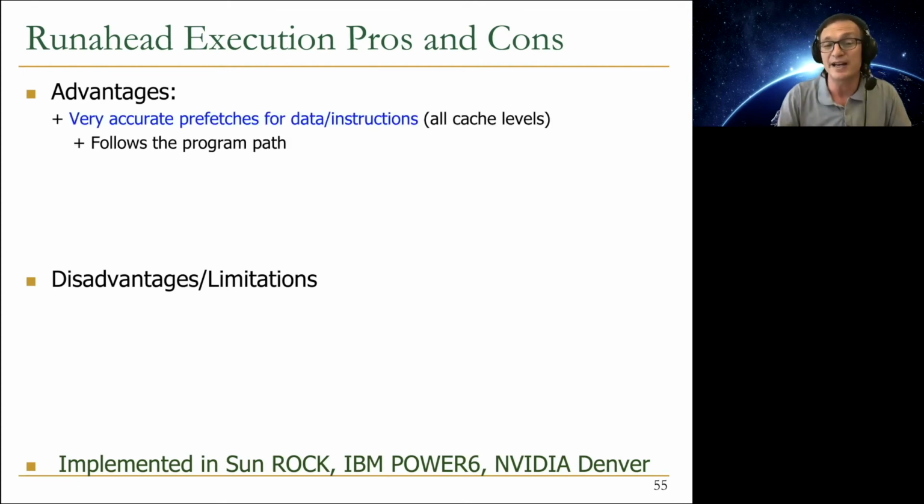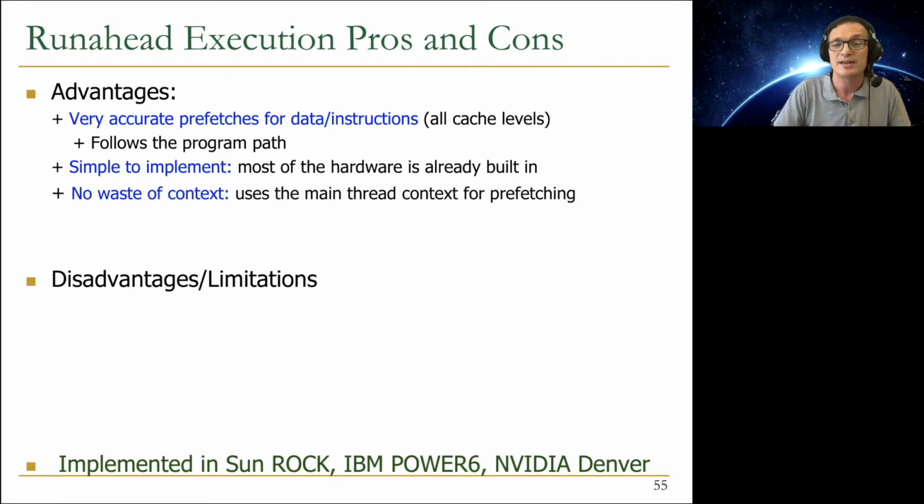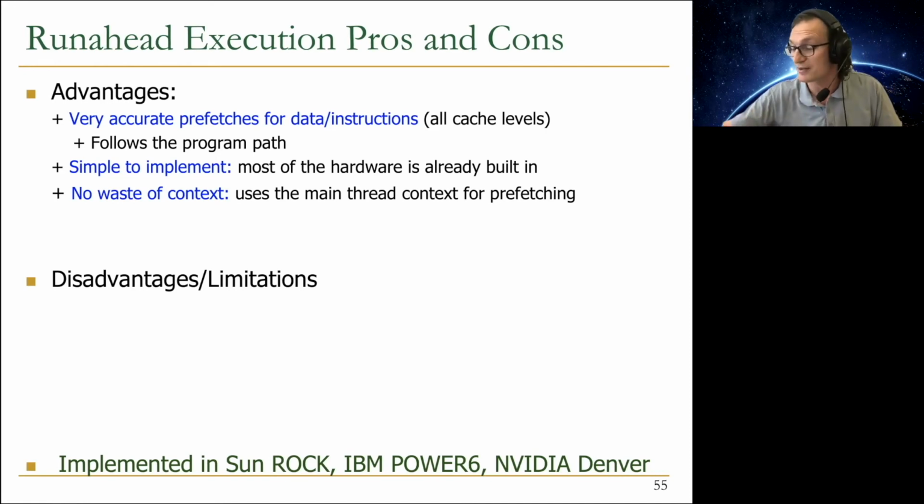This is actually a very accurate prefetcher. It provides very accurate prefetches for data and instructions, at all cache levels, because it follows the program path. It's simple to implement. Most of the hardware is already built in. We're just executing the program speculatively. There's no waste of context because we're actually using the main thread context for prefetching. We're not switching to some other thread, for example, to do the prefetching.